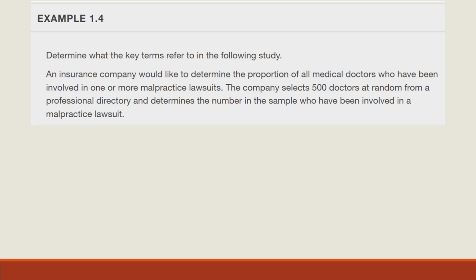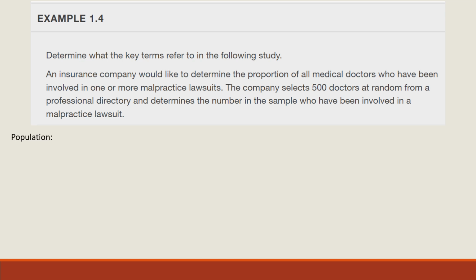Example 1.4. This is our last example. Determine what the key terms refer to in the following study. An insurance company would like to determine the proportion of all medical doctors who have been involved in one or more malpractice lawsuits. The company selects 500 doctors at random from a professional directory and determines the number in the sample who have been involved in a malpractice lawsuit.